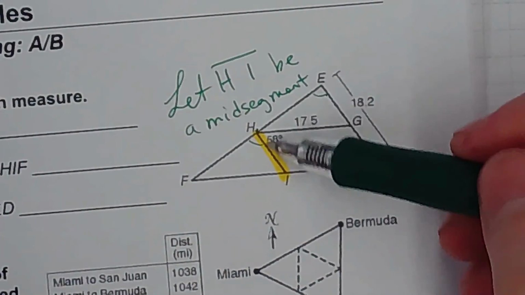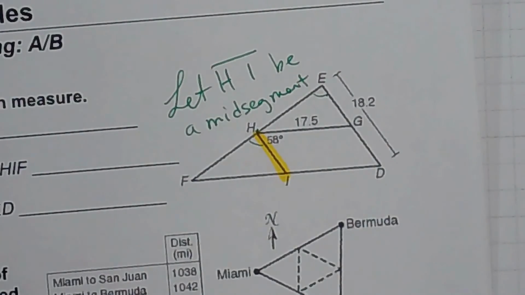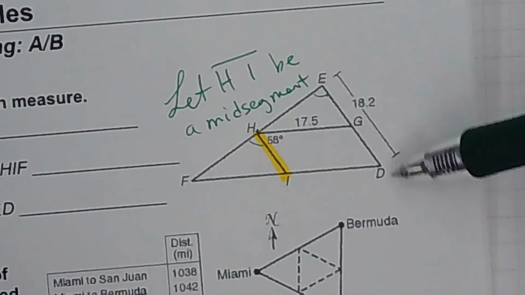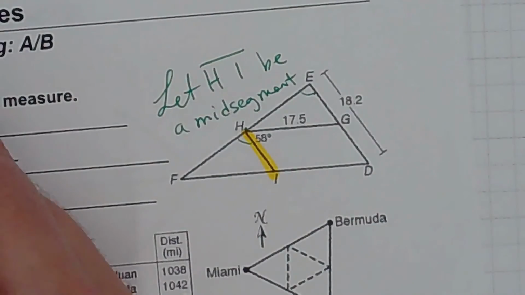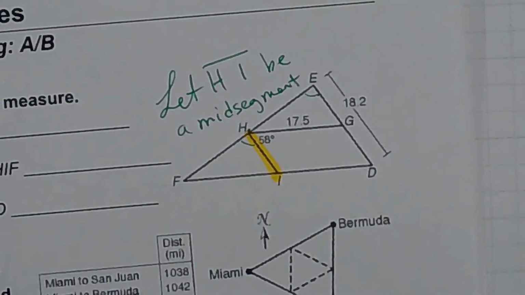From what I see, I don't think there's enough information. So if that's a mid-segment, how long is it? Half of ED. Half of ED, which is 9.1. 9.1. Very good, very good.